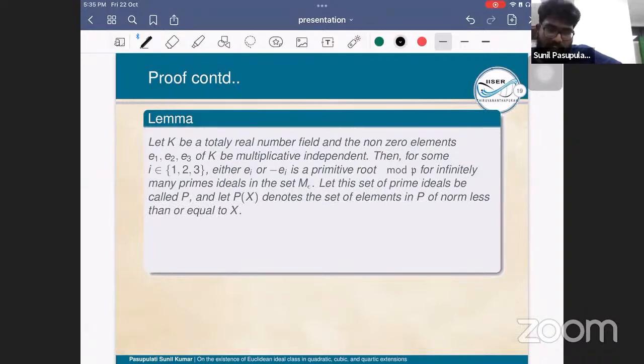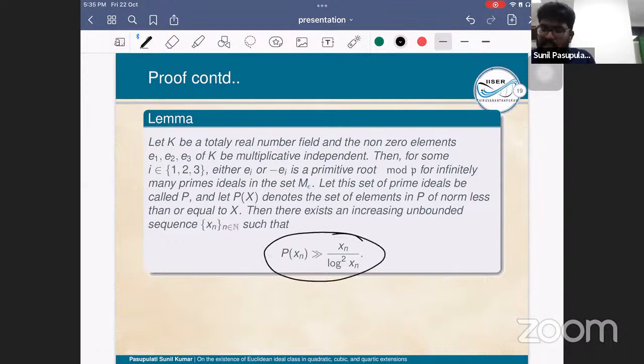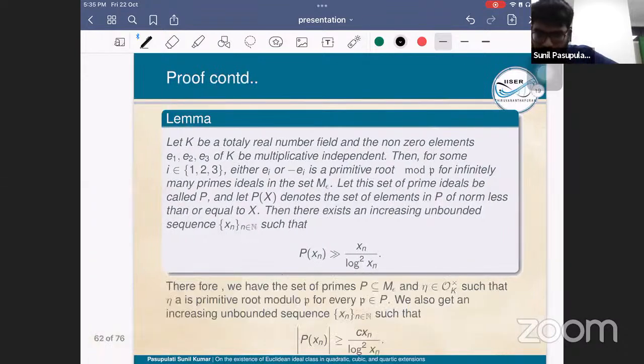Suppose I denote that set by P, and P(x) denotes the set of all primes whose norm is less than or equal to x. Then I actually have something like this: there exists an increasing unbounded sequence x_n such that |P(x_n)| is greater than or equal to x_n by log squared x_n.